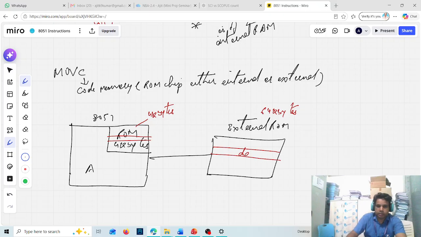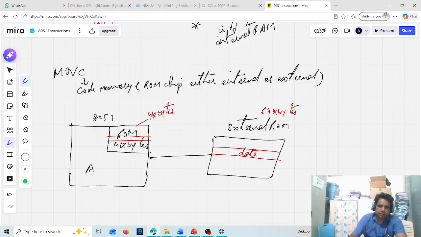Suppose some data is there in that one. That data is basically the code, the instructions. You know that these ROMs are going to be used to store the program. So whenever you write the code, for a summation, multiplication, division, whatever program you write in ALP, that gets stored in this internal ROM. If it is not sufficient, then it will get stored in the external ROM.